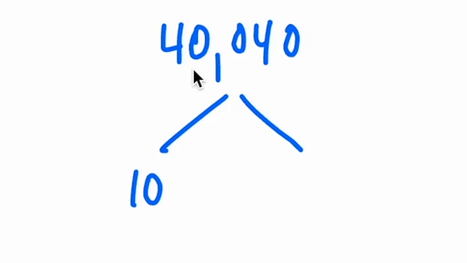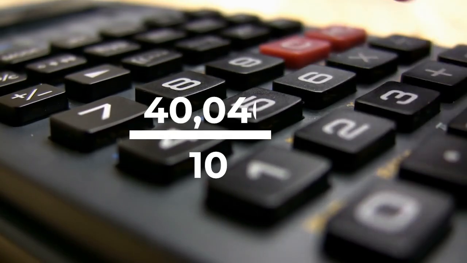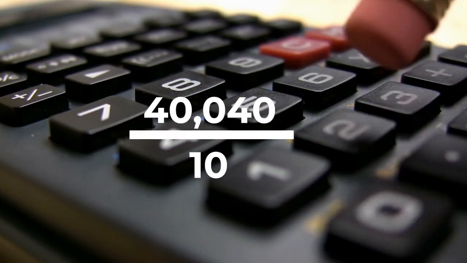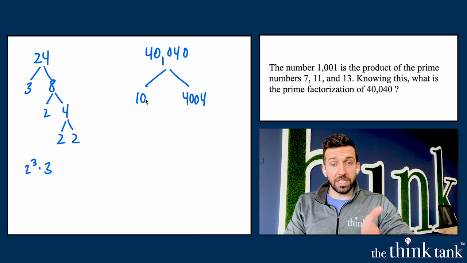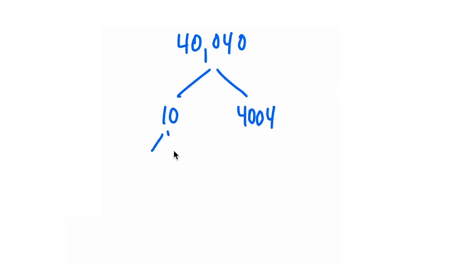I'm going to use my calculator to figure out what that is. 40,040 divided by 10. And when I do that, I realize that this is 4,004. So I could break 40,040 into 10 times 4,004, for example. Now 10 I can break down a little bit further. That could be a 2 and a 5, right? 10 is 2 times 5. Those are both prime, so I can't go any further over here. But 4,004 I can certainly break down further.